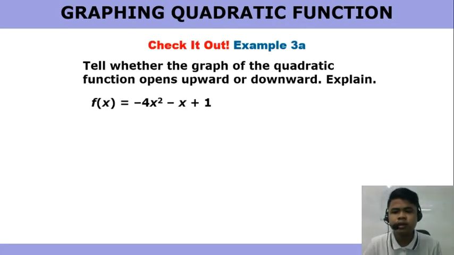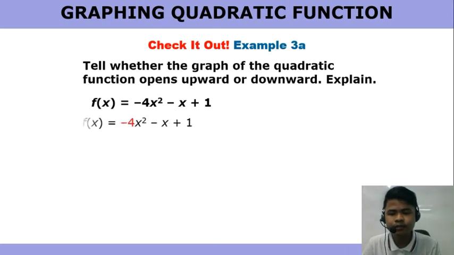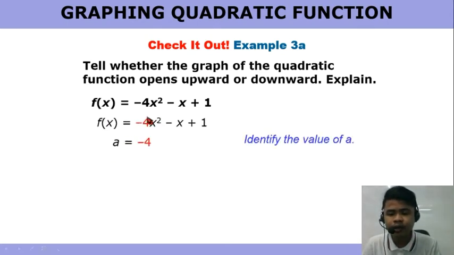Okay, next. Tell whether the graph of the quadratic function opens upward or downward. Kapareha pa rin kanina. First, identify for a. a is equal to negative 4. Yung a is the numerical coefficient of the quadratic term.